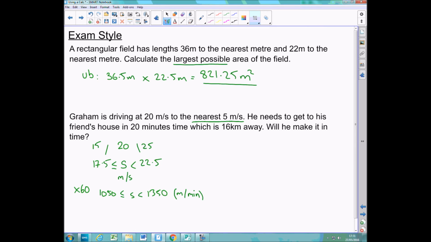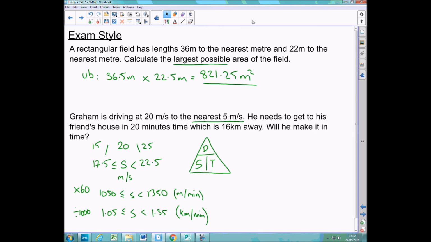Next, I need to change the meters into kilometers, and to do this, I'm going to divide by 1,000. So in this first case, I get 1.05 kilometers per minute, and for my upper bound, I get 1.35 kilometers per minute. So these are kilometers per minute. Okay, so now I've done this, I'm going to use my compound measures formula. So remember this, it's quite useful to draw out your little formula triangle. And we know that linking speed, distance, and time together, speed equals distance divided by time.